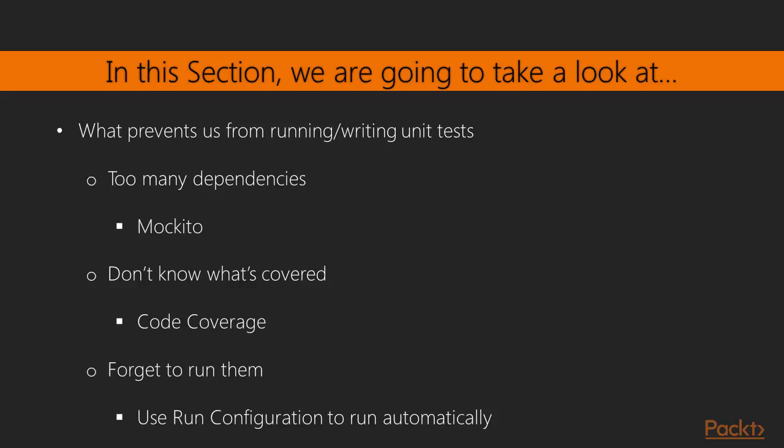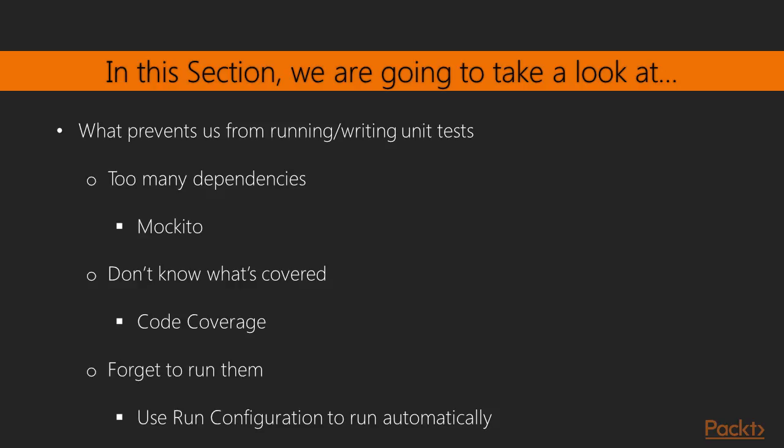First of all, we might say, I can't test this class because it has too many dependencies. Well, for that, we're going to take a look at Mockito, which allows us to mock out dependencies. So when we're writing a unit test for a class, we're literally writing the unit test only for that class, and we don't have to concern ourselves with dependencies.